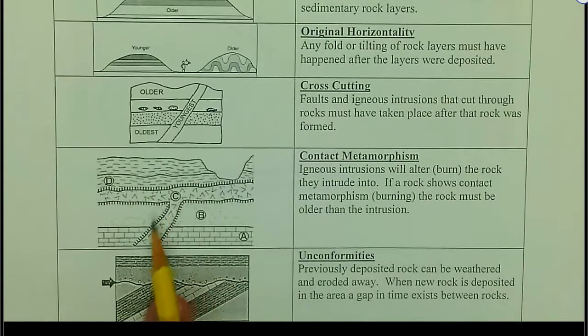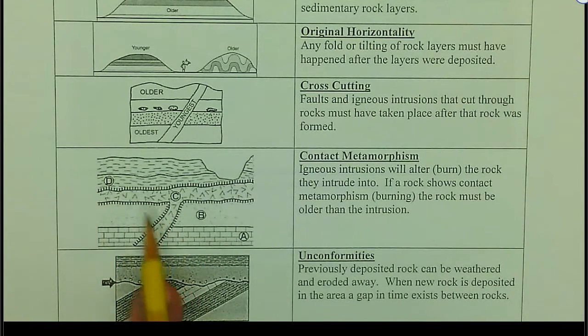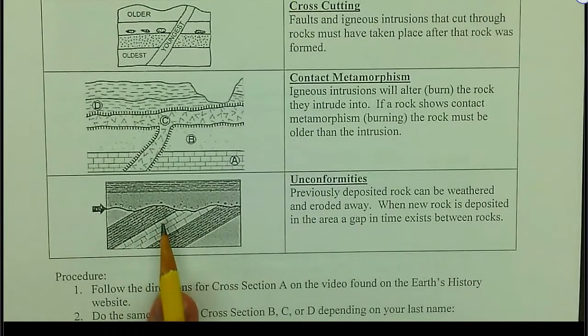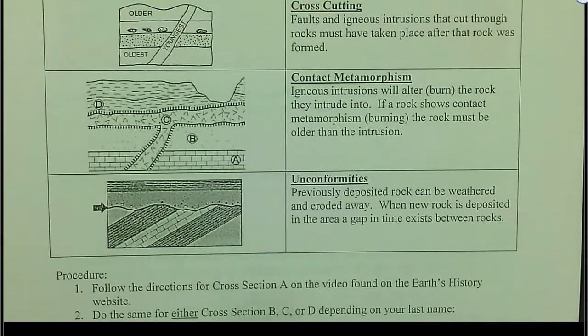We talked about contact metamorphism. When a lava or magma touches a rock, it's going to create a zone of contact metamorphism. We usually show that with these little tick marks. The rock has to be there in order to get burnt or have contact metamorphism. So anytime we see contact metamorphism, we know the rock that has it must be older than the igneous intrusion that caused it. And then finally, we talked about unconformities, how rock can be weathered and eroded away, creating a gap in time in the rock record.